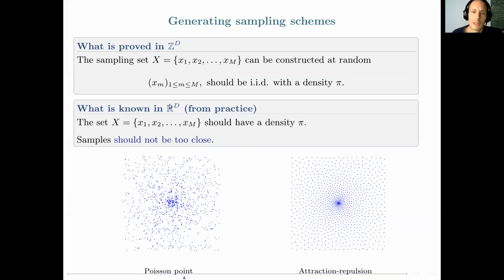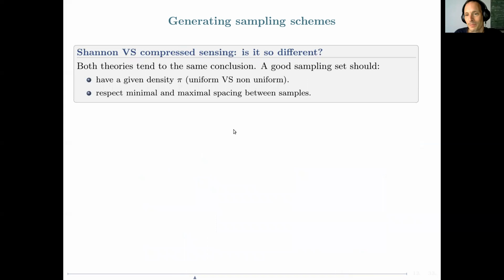But what we know, at least from practice and somewhat by theory, is that the samples should not be too close. So if you just draw your samples according to a density pi, you would typically obtain this, where you see that you generate clusters. And a much better sampling pattern with the same density would be this one, where you have more evenly distributed samples. So how to generate those sampling patterns, I will explain that.